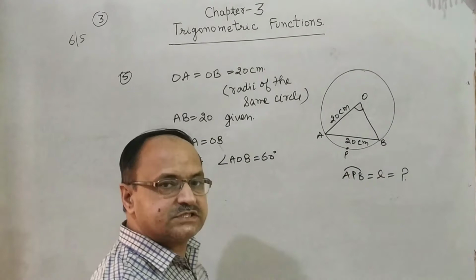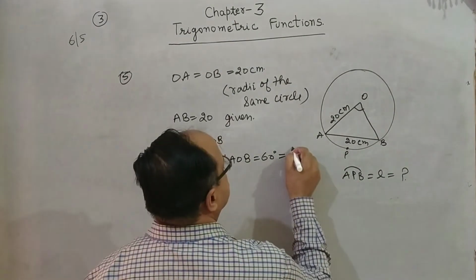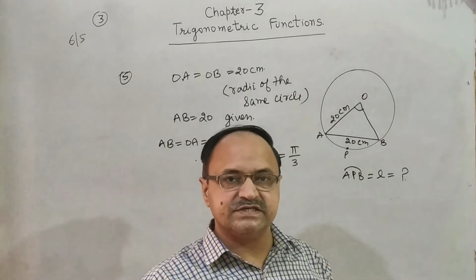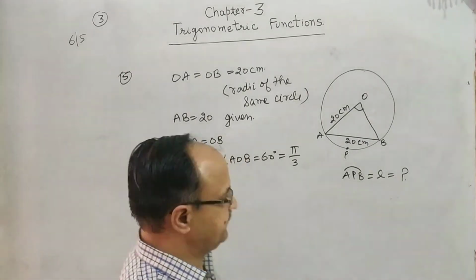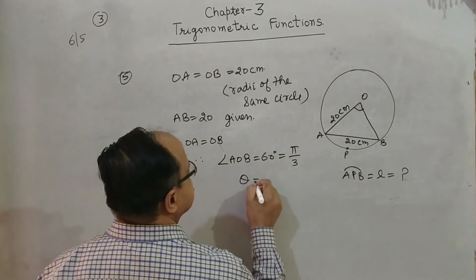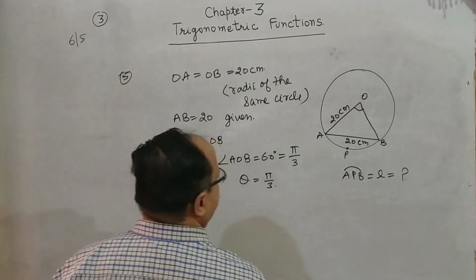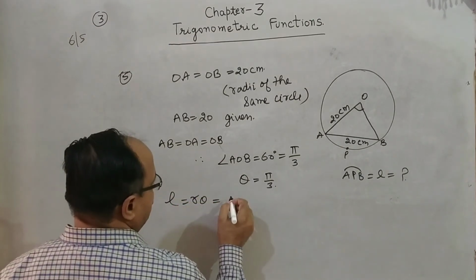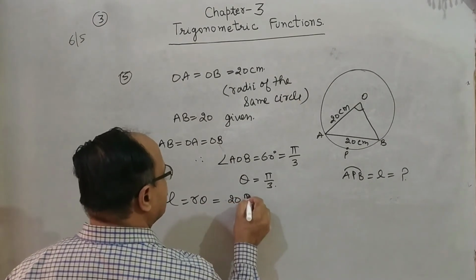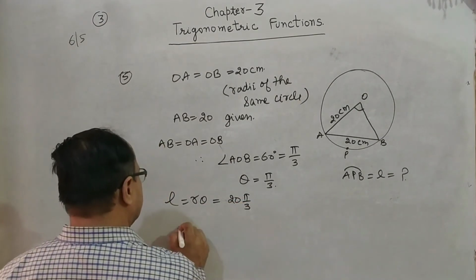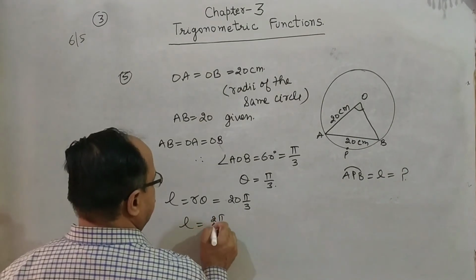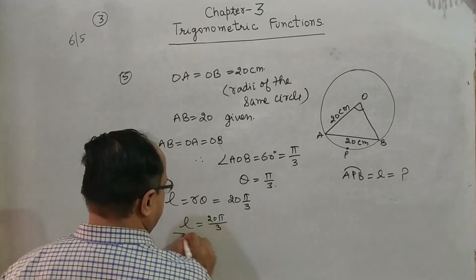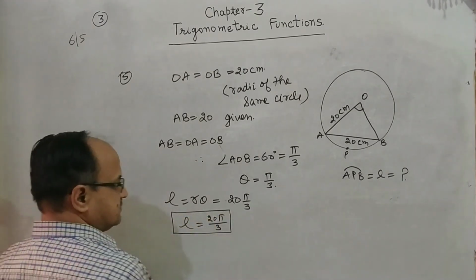Can you convert 60 degrees into radians? Multiply by pi by 180. When you simplify, the answer is pi by 3. Now theta is pi by 3, and the formula is L equals R theta, with R equal to 20 and theta equal to pi by 3. Therefore the answer to this question is 20 pi by 3.